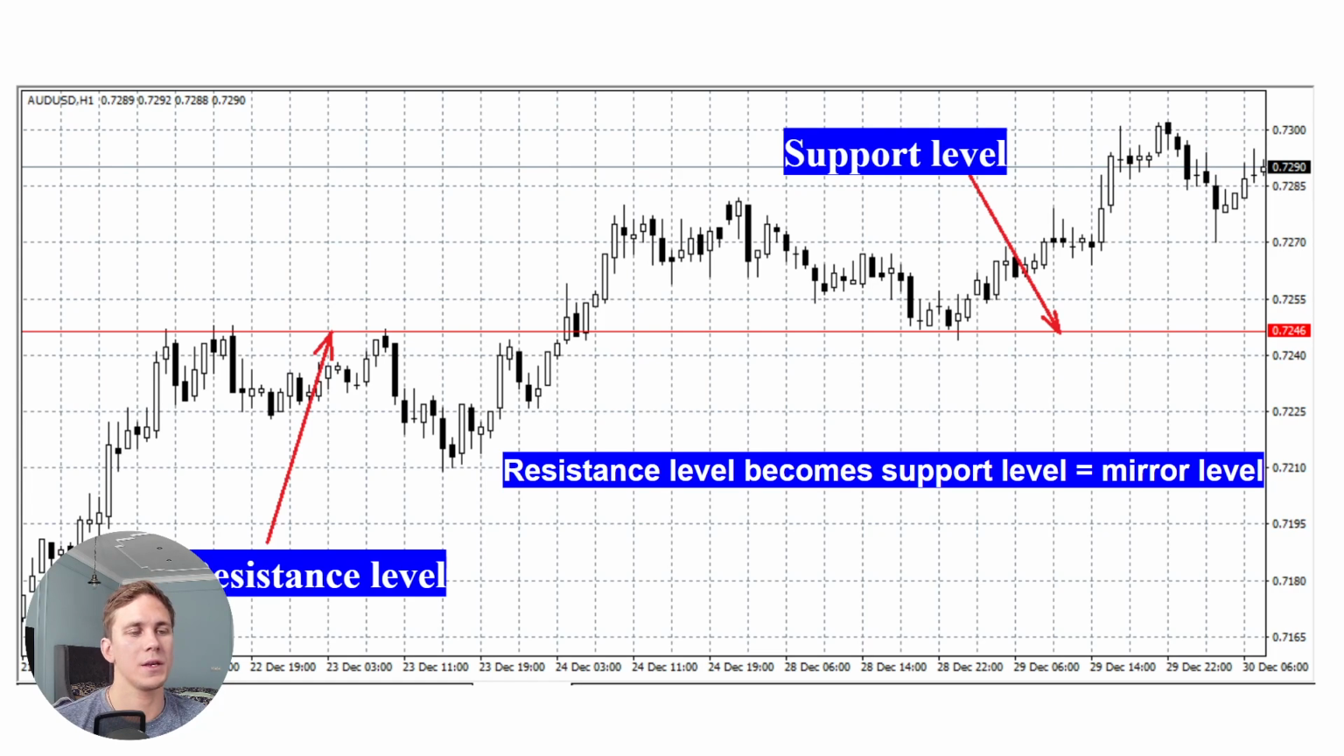Another important thing is the mirror levels. When a level is tested by price from below, being a resistance, then it's broken and tested again from the upside. Such levels are strong as well. Now let's write down the most important rules of detecting levels.